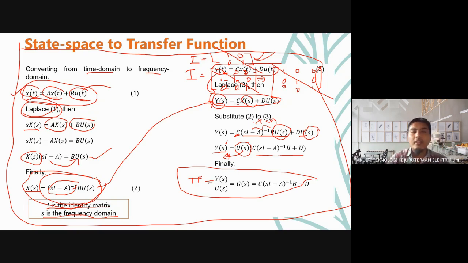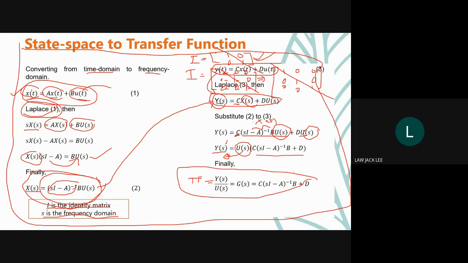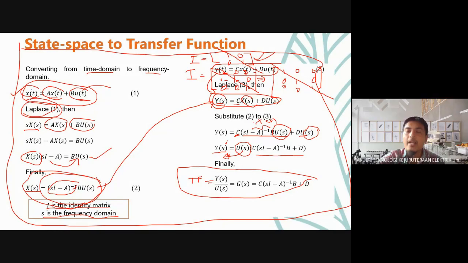Okay, before I proceed to the next slide, would anyone like to ask anything? So far, no question. So what we are going to learn is basically how to derive the state space to transfer function equation, is it? Yes, that's the objective of this slide. Okay, thank you. So I proceed to the next question.